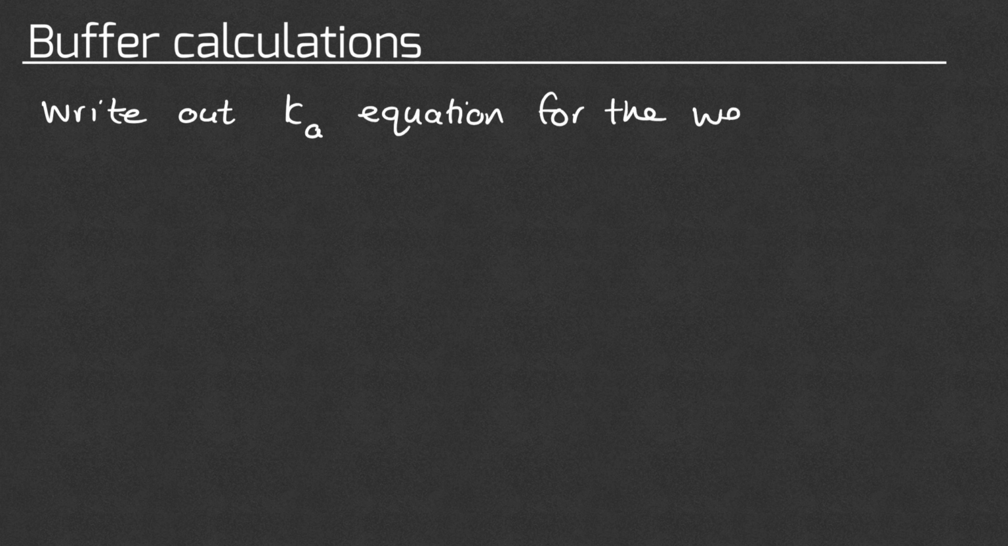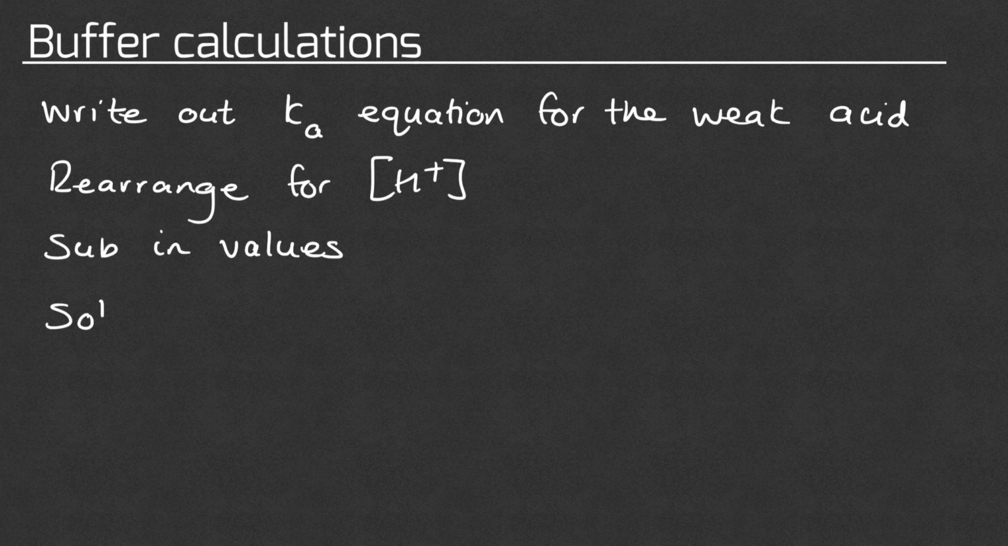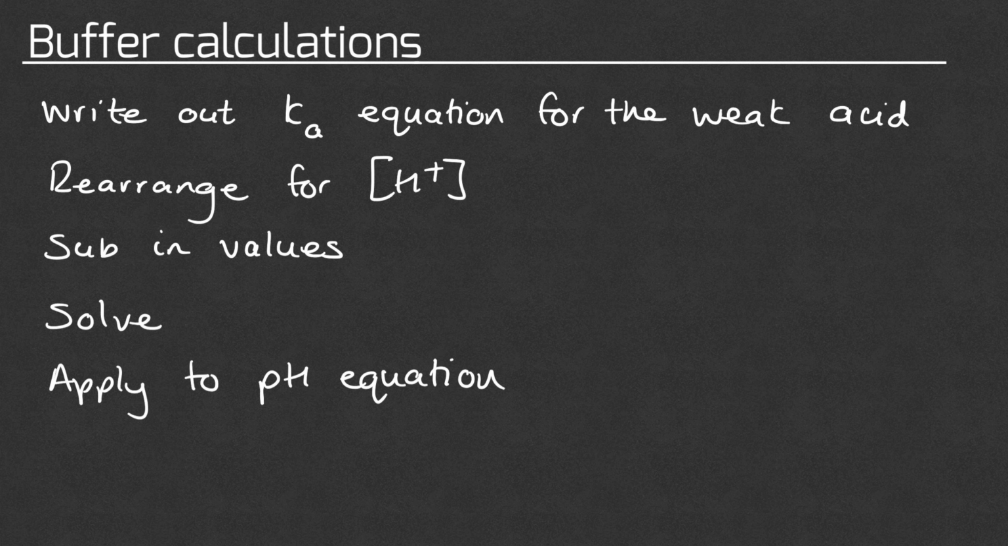We're now going to look at the steps involved in calculating the pH of a given buffer solution. The first step is to write out the Ka equation for the weak acid. Once you've written out your Ka equation, you then rearrange to make the concentration of hydrogen the subject, sub in the values from the question, and solve it. Once you've determined the concentration of hydrogen ions, you can then apply it to the pH equation and come out with your pH value. We're going to look at a worked example of this.